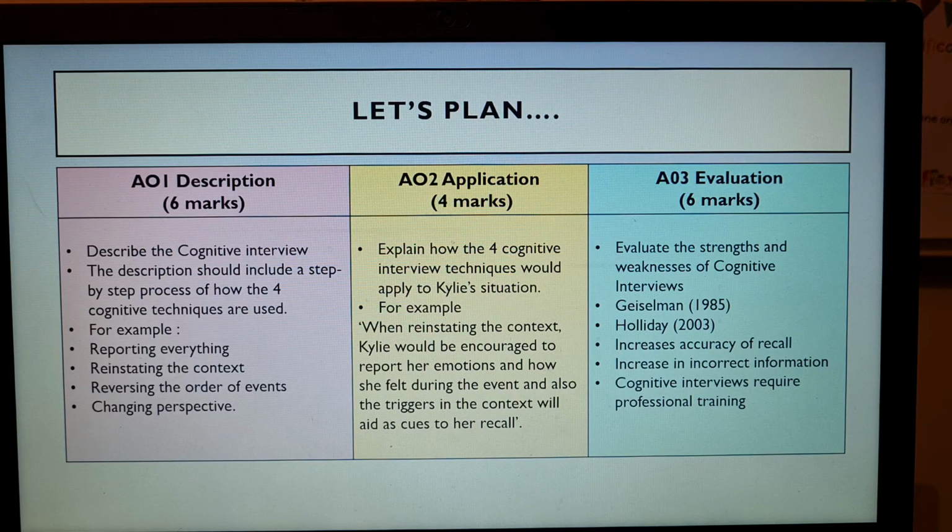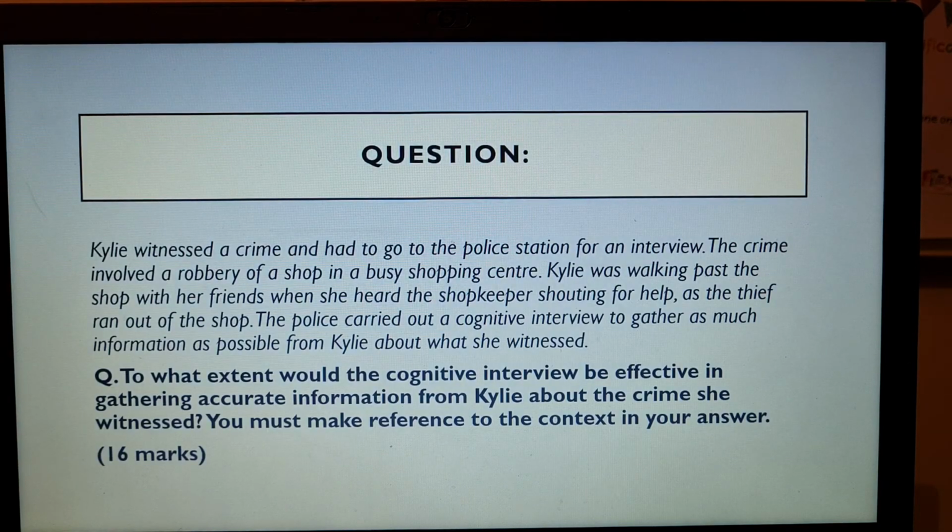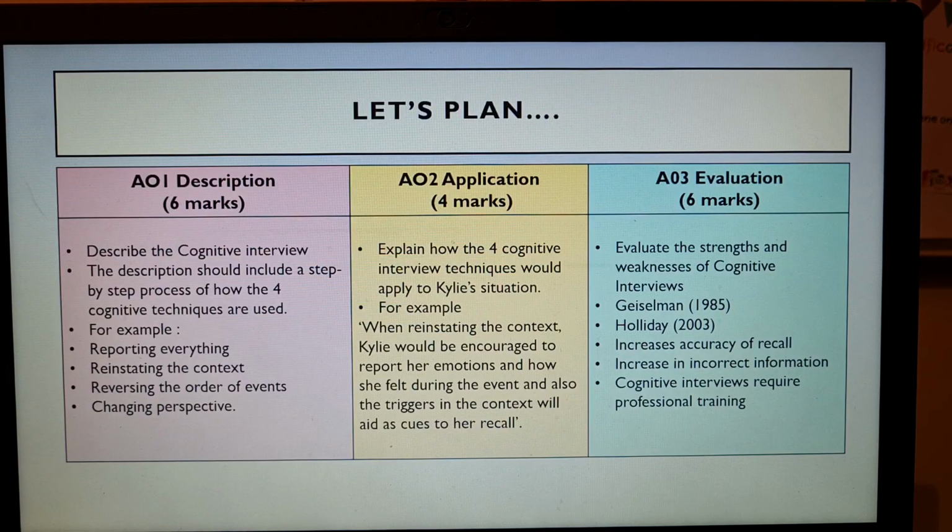And then AO3 evaluation for 6 marks. Again, what you're doing here is you are explaining or evaluating what the strengths and weaknesses are of the cognitive interview, because obviously that word effective in the question. Okay, let's flip back to the question. So to what extent would the cognitive interview be effective? To what extent, that kind of start of a question does normally require evaluation. Okay, so let's go back to the evaluation.